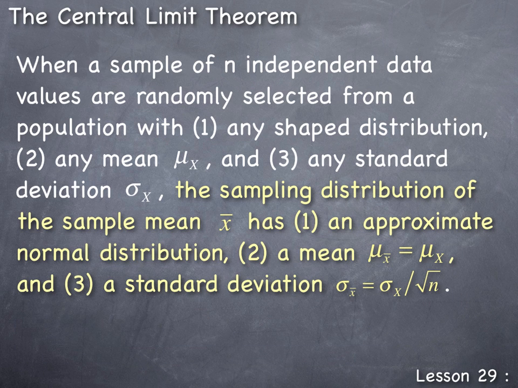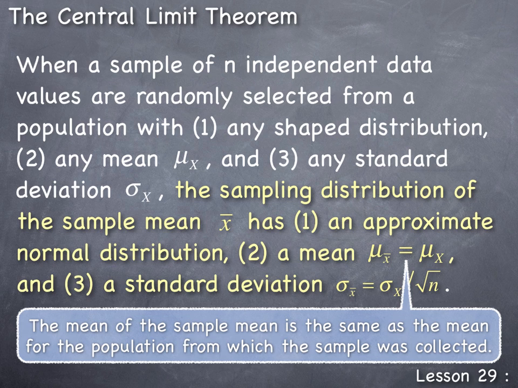Also, the mean, mu sub x bar, of the sample mean is the same as the mean for the population from which the sample was collected. Now, the mean is calculating the center or balancing point of the data. So the sample mean is trying to calculate the same center as mu sub x, the mean of the population. Thus, with good representative random samples, the sample mean x bar is really trying to calculate what the population mu sub x value is.